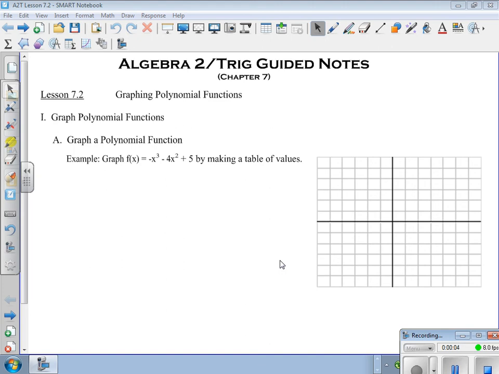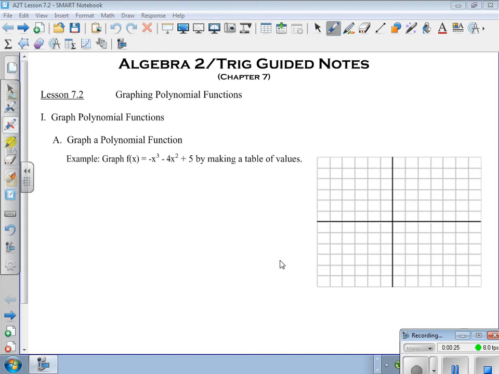Lesson 7.2 here. We're going to be graphing polynomial functions. And you're going to want to have your calculator handy, your graphing calculator, because we're going to use that. Again, those of you without a graphing calculator, you're going to have to plug in values by hand here, which will take a little longer. So it's obviously an advantage to have a graphing calculator with a table function on that.